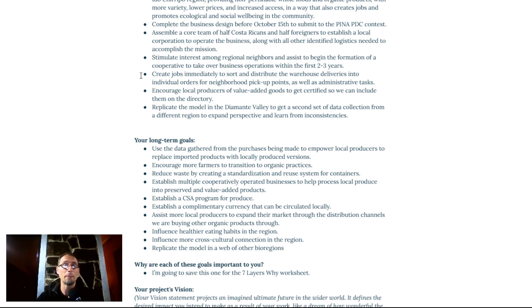And part of my interviews with these people is, besides why they would be members of the program, what they'd be interested in buying or not, or what their concerns are, would you like to know when we start forming a co-op? You want to be part of this? Do you want a job in the business? So we already have those people on hand, pre-vetted. Creating jobs immediately among the people that are sorting and distributing the warehouse deliveries into individual orders for neighborhood pickup points, as well as other administrative tasks. That's a short-term goal.